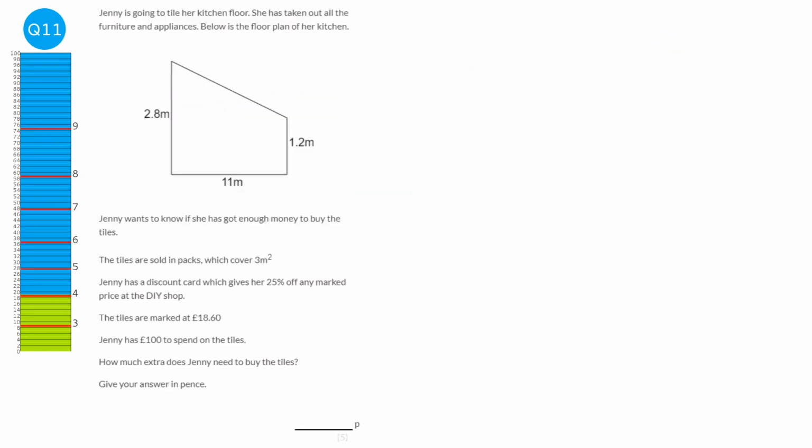The first thing we need to do is work out the area of the floor, and you'll notice that this is a trapezium. So with a trapezium, the formula is half a plus b times h, and a and b are the parallel sides, so these ones are the parallel sides, and the height is the one connecting the two bases, the two parallel sides. So we're going to start off by writing down the formula. So it'd be half a plus b h.